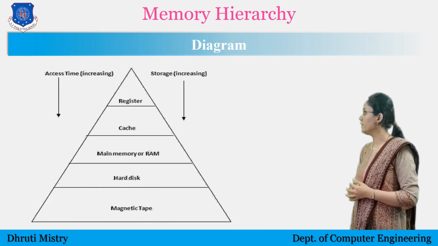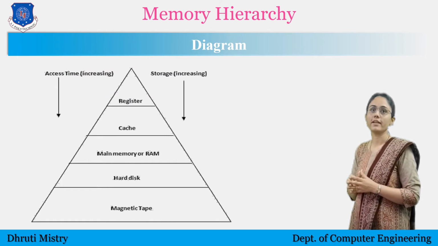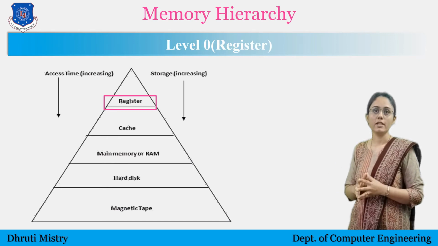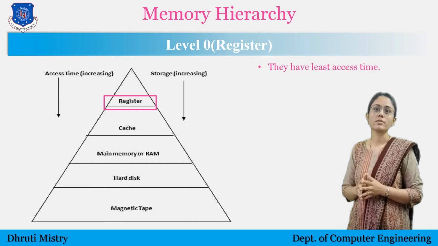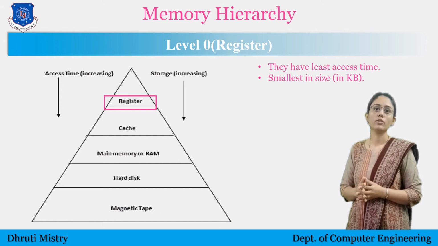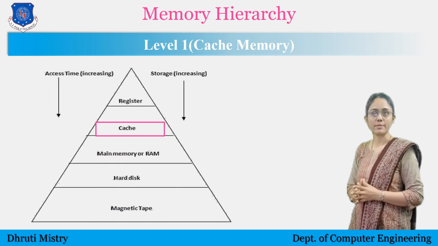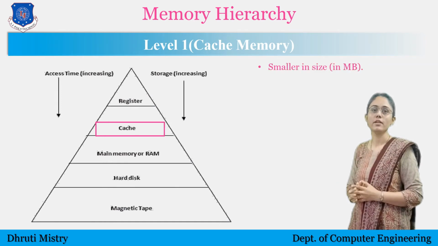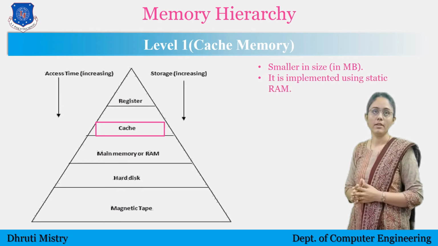In the memory hierarchy diagram, moving from top to bottom, registers are at level 0. Since they are present inside the CPU, they have the least access time. They are most expensive and therefore smallest in size, for example in kilobytes. Cache memory is at level 1. It is expensive and therefore smaller in size, for example in megabytes. It is implemented using static RAM. The cache holds the chunk of data which is frequently used from main memory.